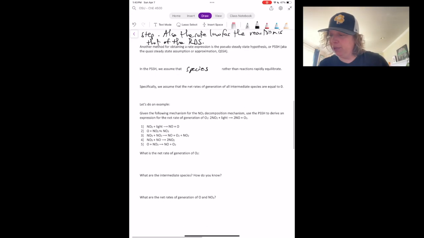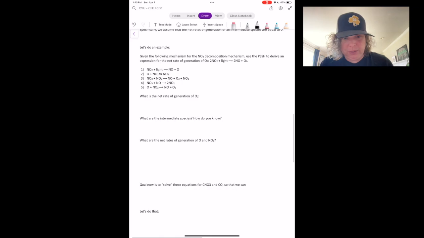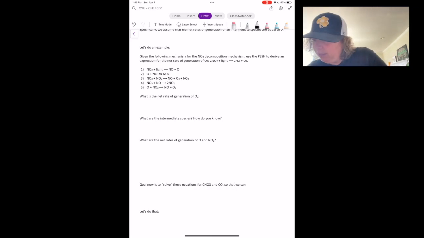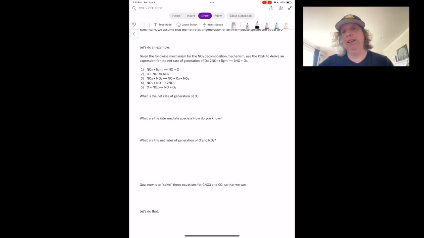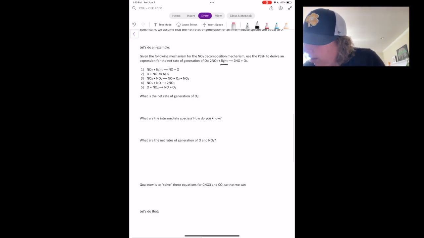Okay, so let's do an example. This is an example of the pseudo-steady state. We're going to use the pseudo-steady state hypothesis here. This says, given the following mechanism for the NO2 decomposition mechanism, use the PSSH to derive an expression for the net rate of generation of molecular oxygen. This is a homogeneous gas phase reaction. It's promoted by light, so that's what we see here. That's written into the reaction.